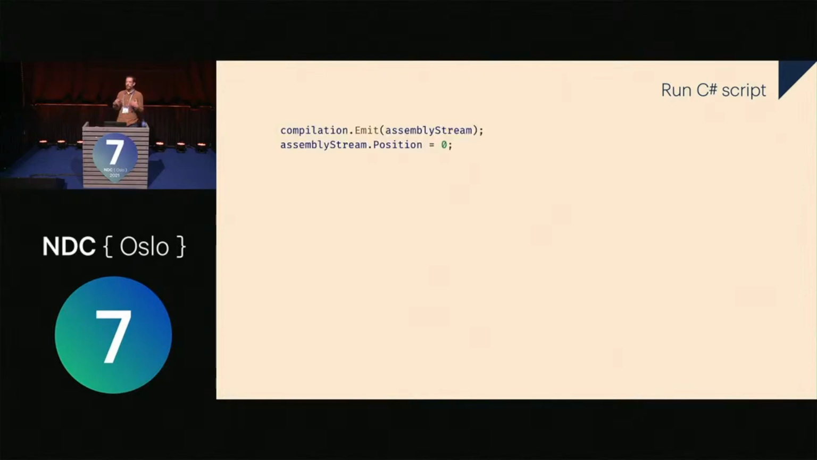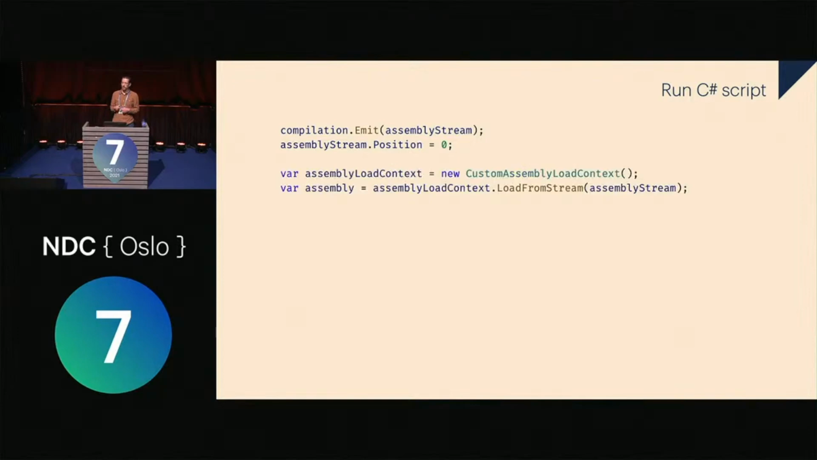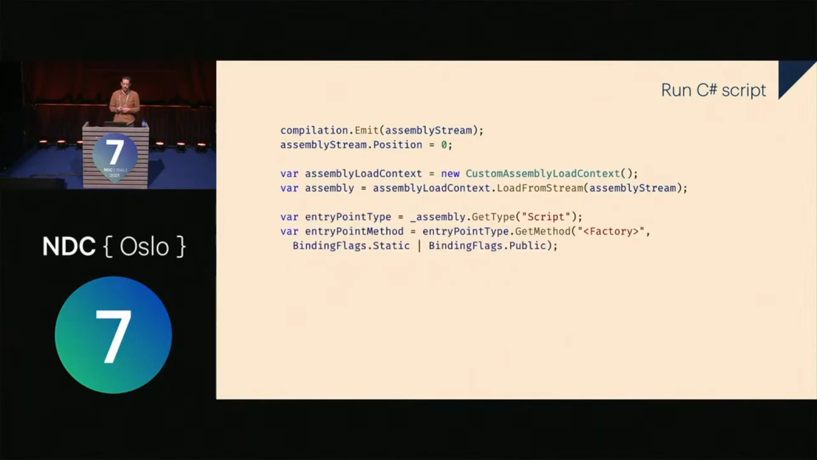And for that, I need to have an assembly. So what I can do, I can call compilation.Emit to emit the generated IL code into a stream. And then I can use that stream to load an in-memory assembly. And then I need to have an entry point. I need to know which method I need to call on that assembly to actually run the script. And with C# script, the assembly contains a script class with this really weird-looking factory method, including brackets. And that's my entry point. So that's the method I need to call, and then the script will run.